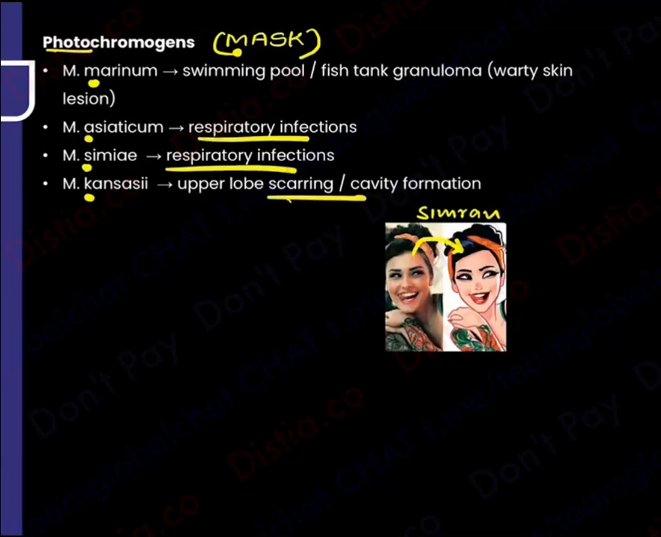In some there is lung involvement, but Marinum sounds only like marine water. That is going to cause swimming pool or fish tank granuloma. So marine is what you will think of. Swimming pool or fish tank granuloma is a skin problem with a warty lesion. The skin is going to show you a warty lesion. So please note, marine will remind you of the swimming pool or fish tank granuloma. So Marinum, Asiaticum, Simiae, Kansasii, all of these are photochromogens.